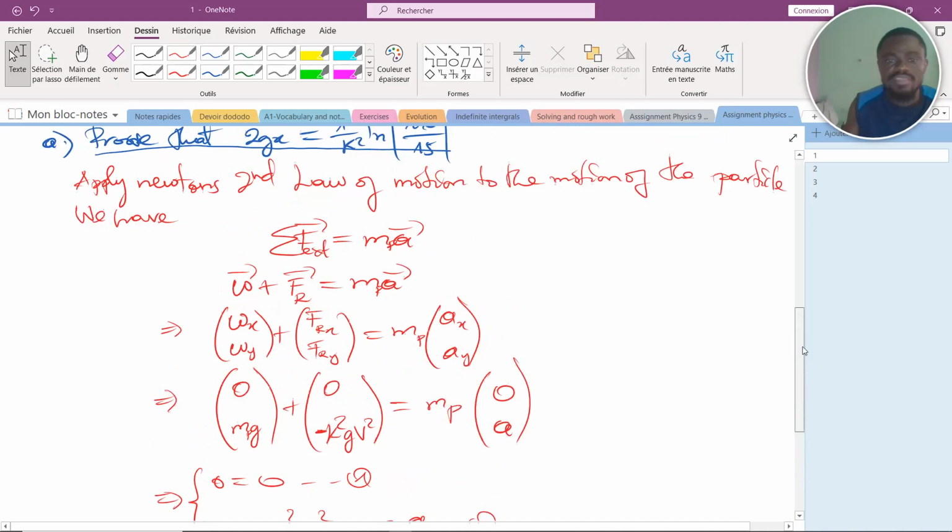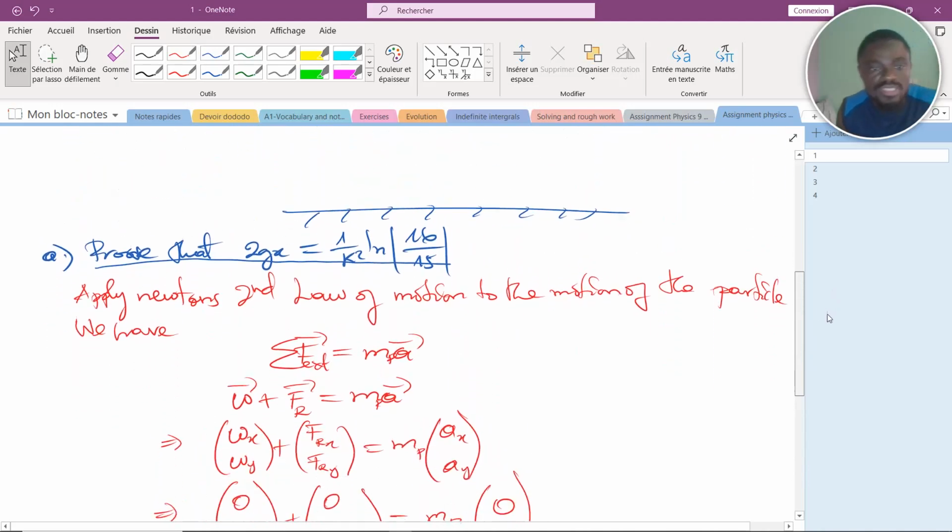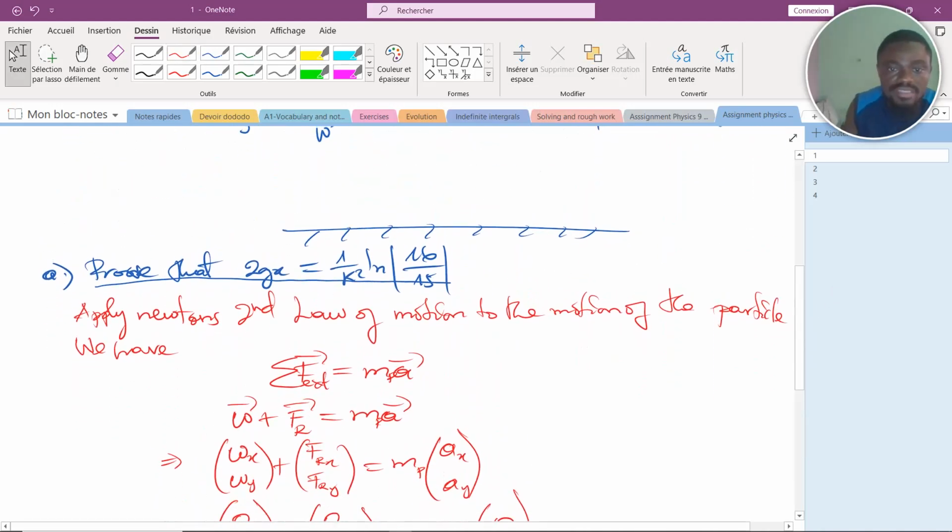Okay. Now, the first question says we should prove that 2gx equals 1 over k² ln of the absolute value of 16/15. Is that okay? I told you that there is x here. That simply means that in order to prove this, we need a relation where we relate x to something. We have to relate x to something.